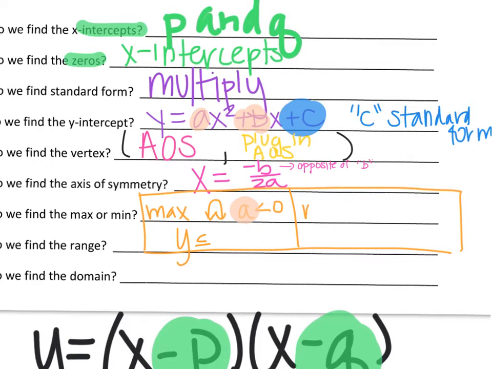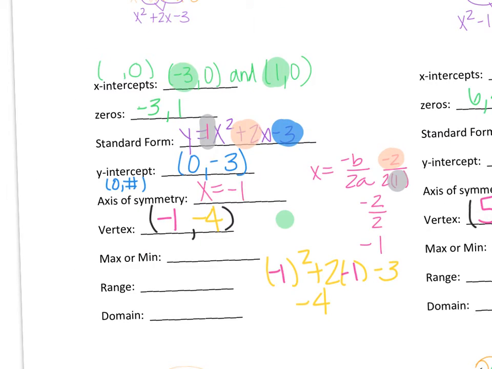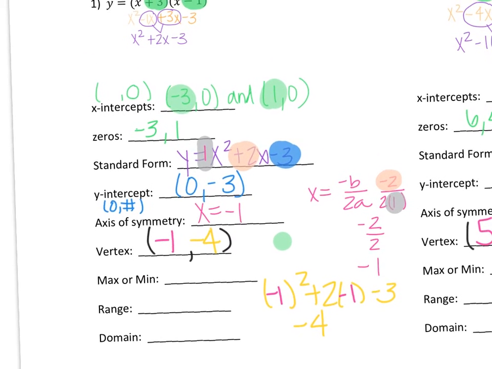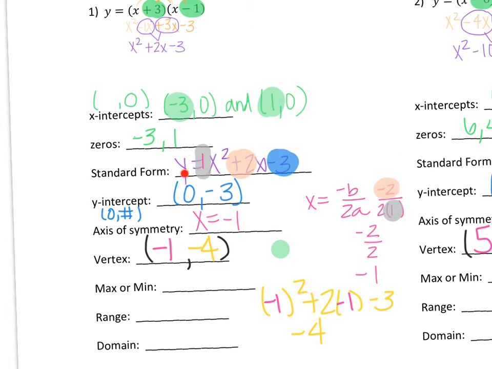And then if I have a minimum, the reason I have a minimum is because my graph opens up, and it opens up because a is greater than 0. So again, that number in front of x squared is positive. And if it opens up, my range is going to be y's that are greater than or equal to. So looking at problem 1 in standard form, my number in front of x squared is 1, and that number is positive, which means my graph is going to open up.